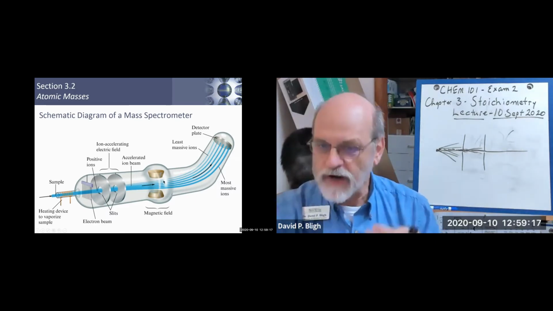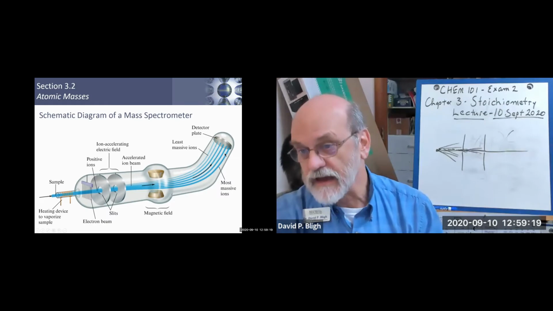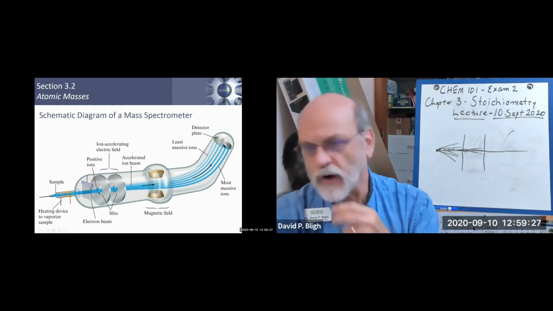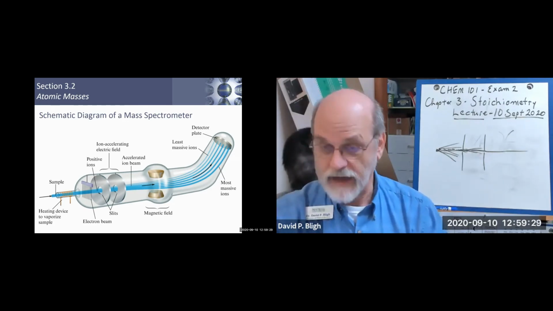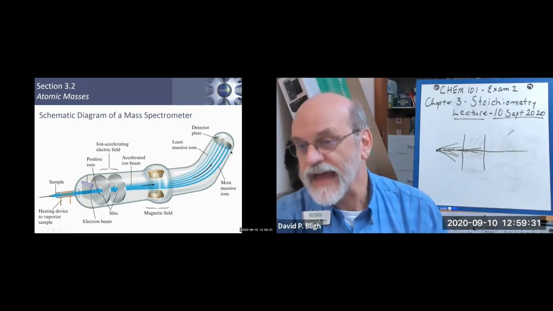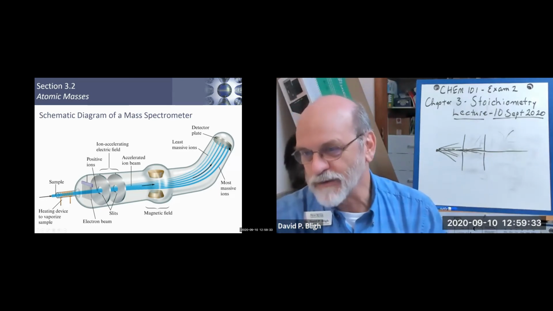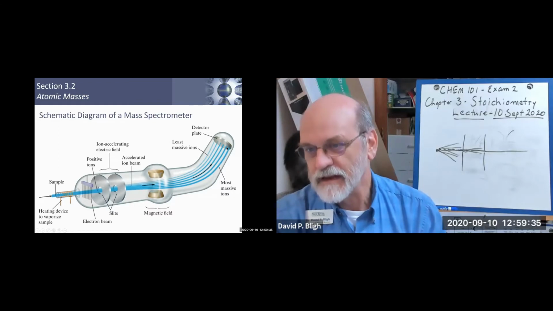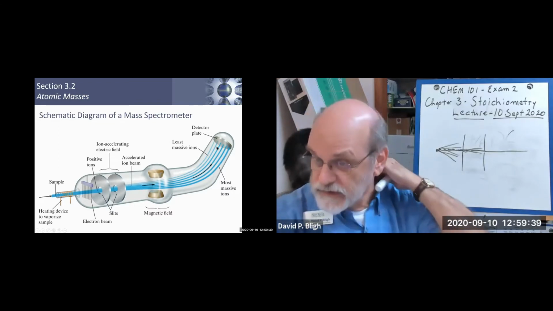And if you calibrate your instrument correctly, you can say, well, this one is carbon 12, this one's carbon 13, this one's carbon 14. No, other way around, excuse me. I'm contradicting myself. The heaviest one is out here. Carbon 14 would be here, then 13 and 12, and the lighter ones would be down here.